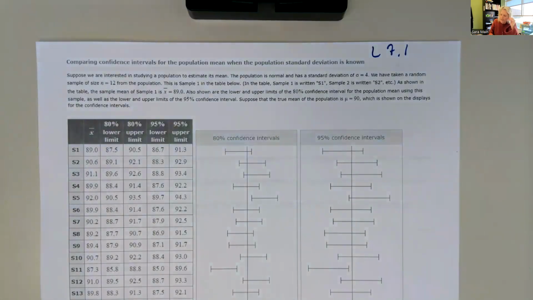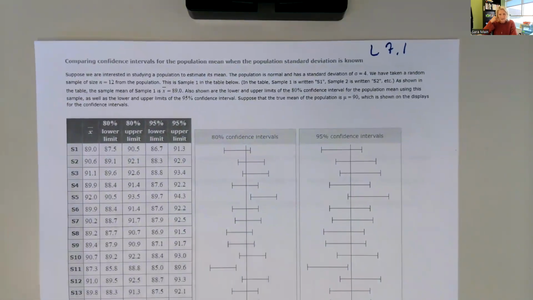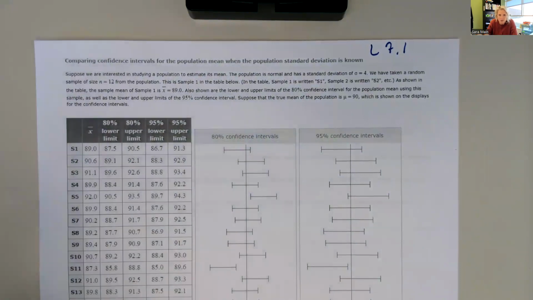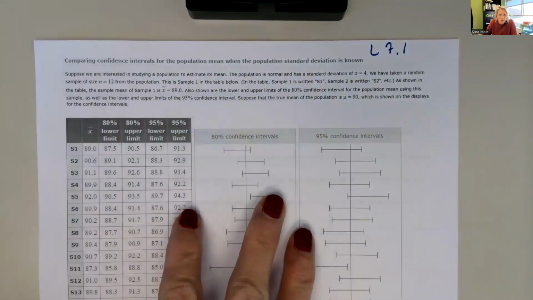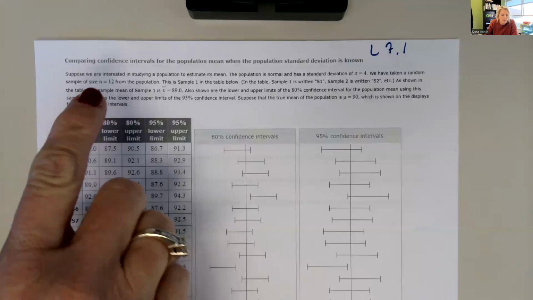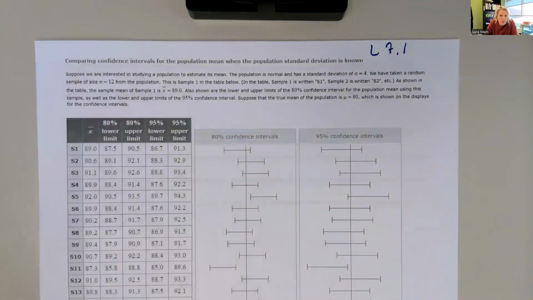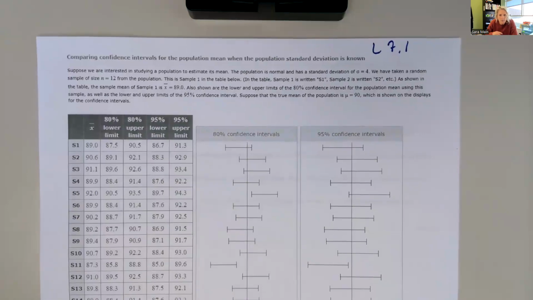I wanted to add in a problem from Alex because this isn't really covered in my notes, because I can't generate these samples in my notes. So this is generated from Alex's question. It says, suppose we are interested in studying a population to estimate its mean. The population is normal and has a standard deviation of 4. We have taken a random sample of size 12 from the population.